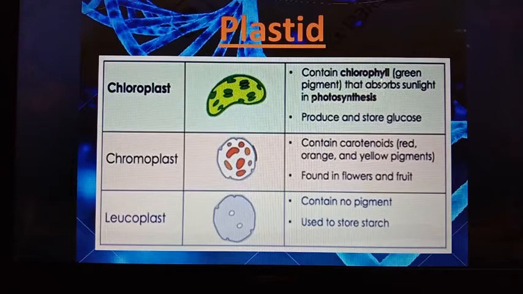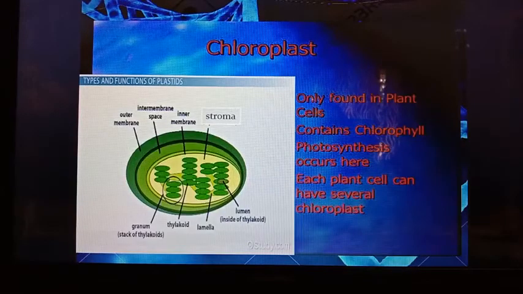Next, we will talk about the main plastid of the plant cell, that is the chloroplast. Chloroplast is green colored plastids as it contains green pigment chlorophyll. It helps in the photosynthesis process in plants. Chloroplast is known as kitchen of the cell as they can produce food by using solar energy from sunlight, carbon dioxide, and water.